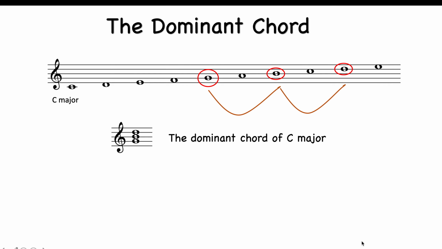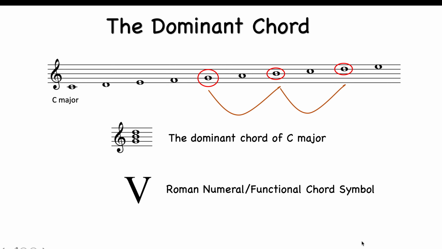Now, just as we learned in the tonic chord, we like to use Roman numerals to represent these chords. And in the case of a dominant chord, because it starts on scale degree 5, we use the capitalized Roman numeral letter 5, which looks like a V. Now, let me play you the dominant chord several times.